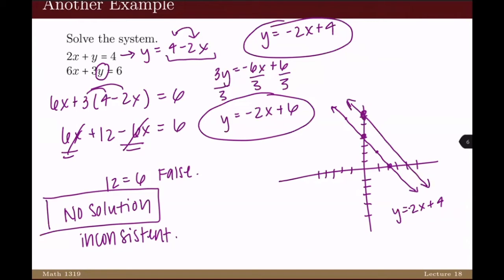So they would look like this. And then this top one is y equals negative 2x plus 6. So see, they have the same slope. Both of their slopes are negative 2. But they have different y-intercepts, so they will never cross each other. So let's keep moving on.